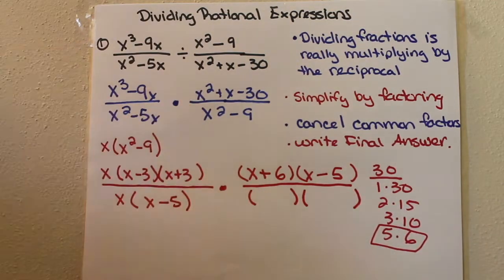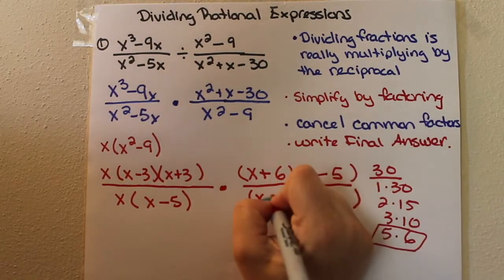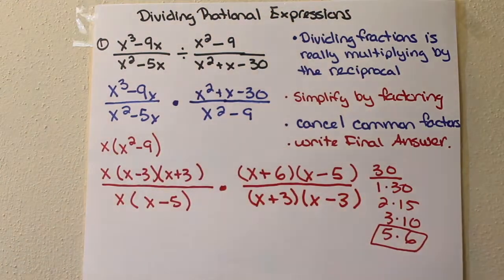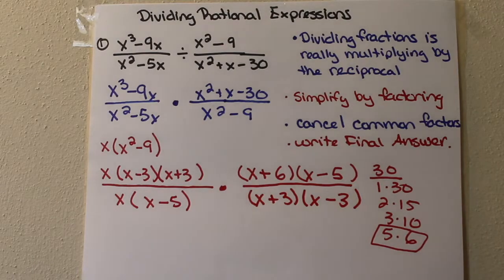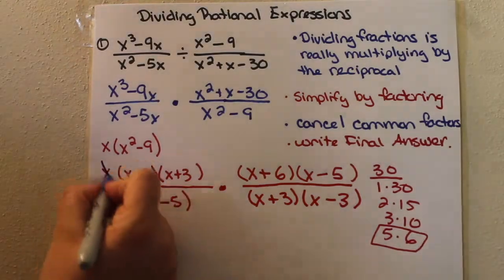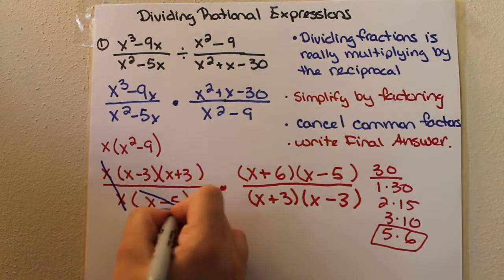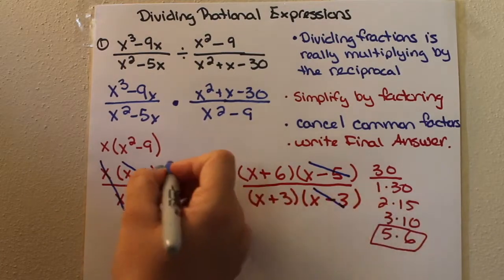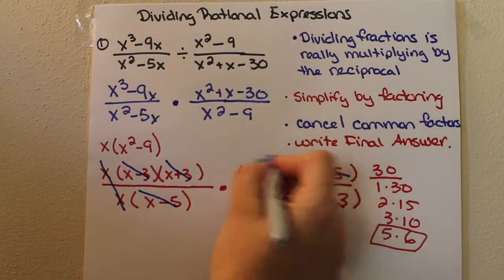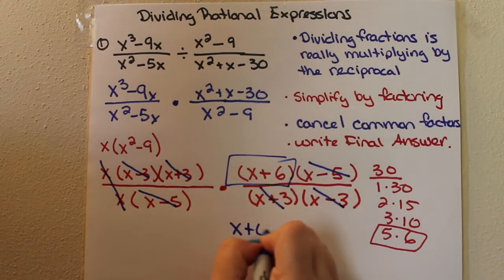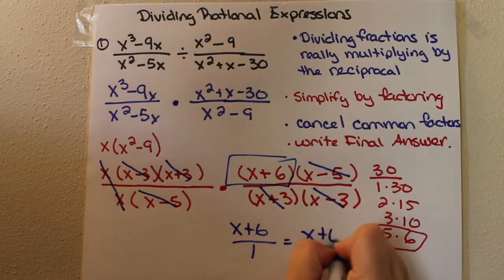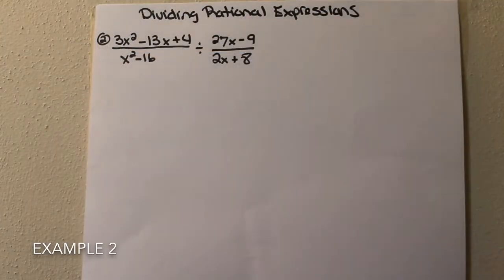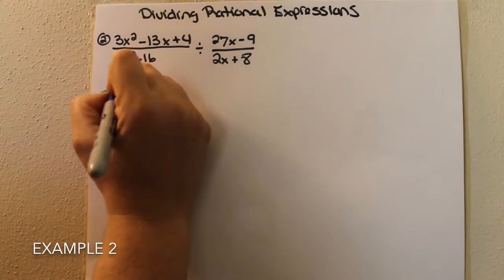The denominator here is the difference of squares: 1 plus, 1 minus. The square root of 9 is 3. And now I'm going to begin looking for items that I can cancel. I can see right away those x's cancel. This x minus 5 cancels with that x minus 5, x minus 3, x minus 3, x plus 3, x plus 3. The only thing left is the x plus 6 in the numerator, which is just x plus 6.